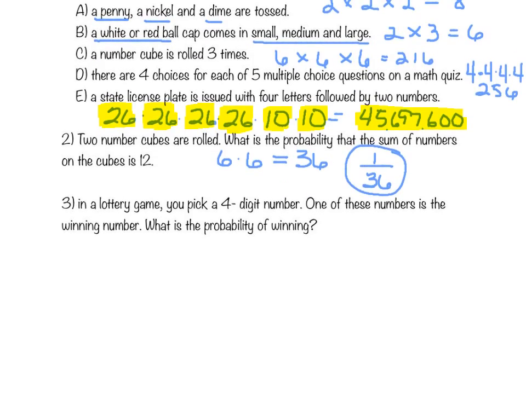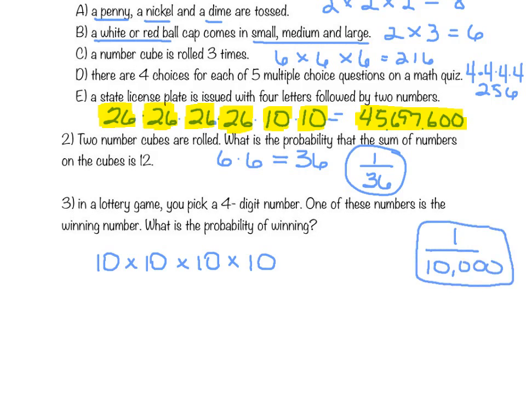Number 3. In a lottery game, you pick a 4-digit number. One of these numbers is the winning number. What is the probability of winning? So we have to find out. We know that there's only one favorable event, one winning number, out of how many total numbers. So there's 4 digits. The first digit has 10 possible outcomes, 0 and then 1 through 9. The second one has 10 possible numbers. The third one has 10, and the fourth one has 10. So that would be 1 out of 10,000 is the probability that you would pick the winning number.